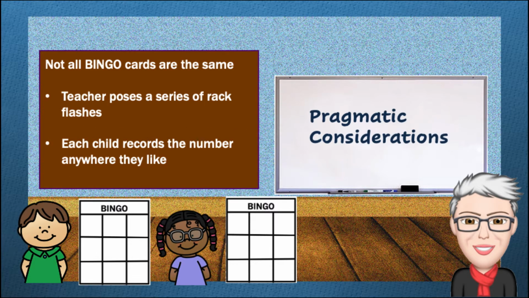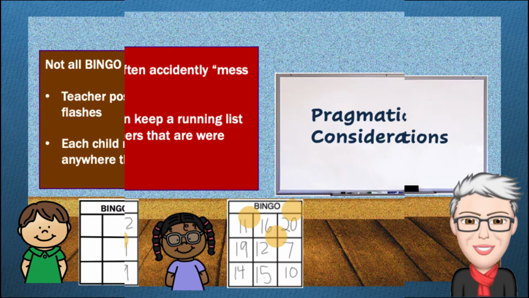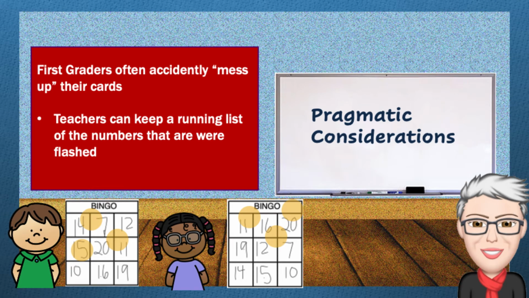A second pragmatic consideration is this. It is not uncommon for first grade students to accidentally mess up their bingo card during play. They might just accidentally brush some of the chips off of their card. Teachers we have worked with have addressed this issue by using the whiteboard to keep a running list of the numbers flashed. Children can refer back to this list if they need to reassemble the chips on their card.